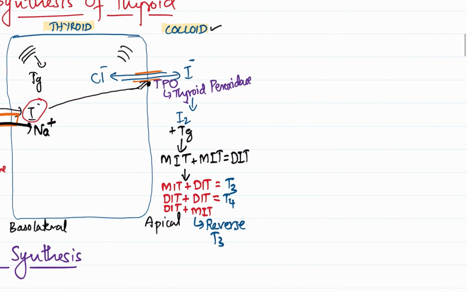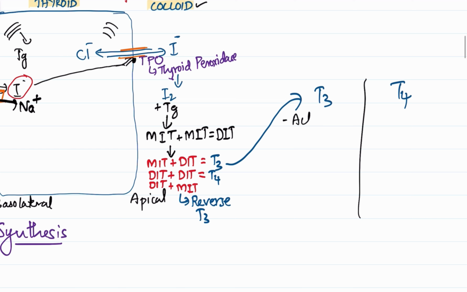Now let's speak a few words about T3 and T4. T3 is the active form, and it is responsible for the physiological functions. However, it has a very rapid action, and therefore it has a very short half-life.